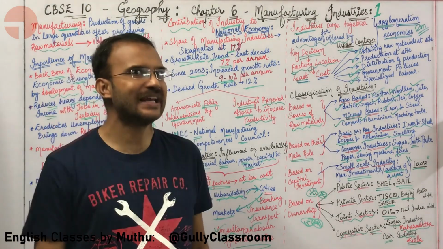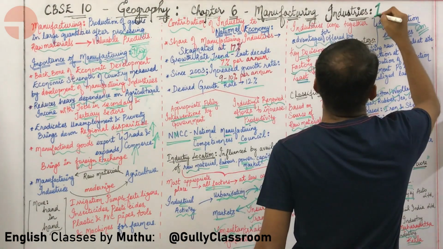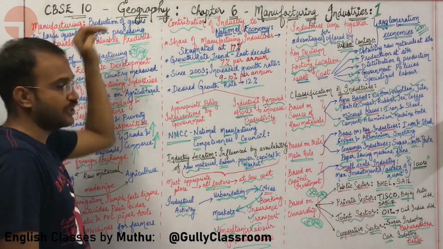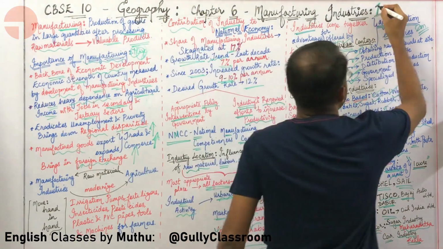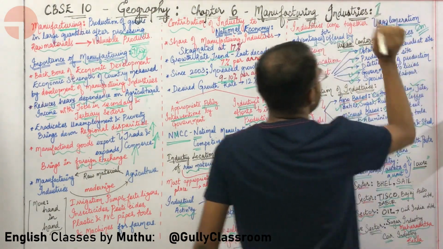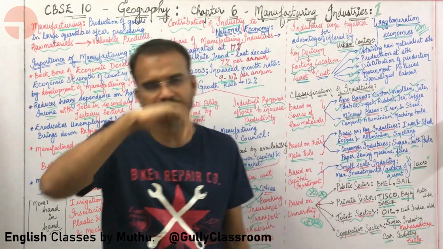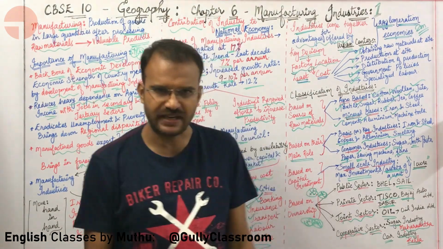Welcome to Gully Classroom. This is the first lecture in the unit Manufacturing Industries in CBSE 10th Standard Geography Chapter 6 Manufacturing Industries. In how many lectures are we going to cover this particular unit? We are going to cover this particular unit in 7 lectures.